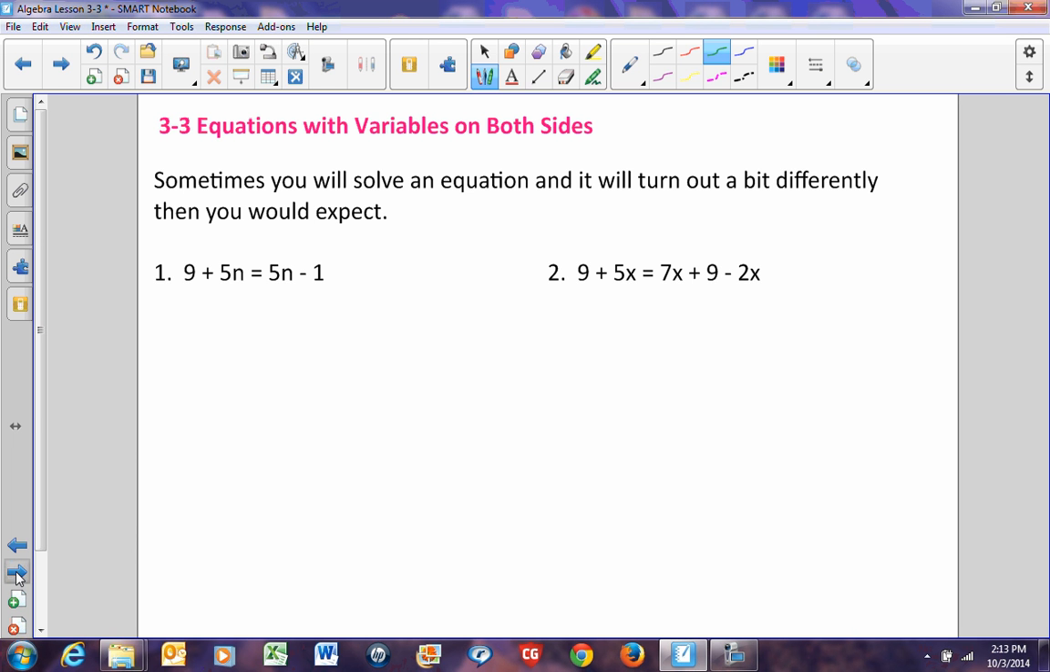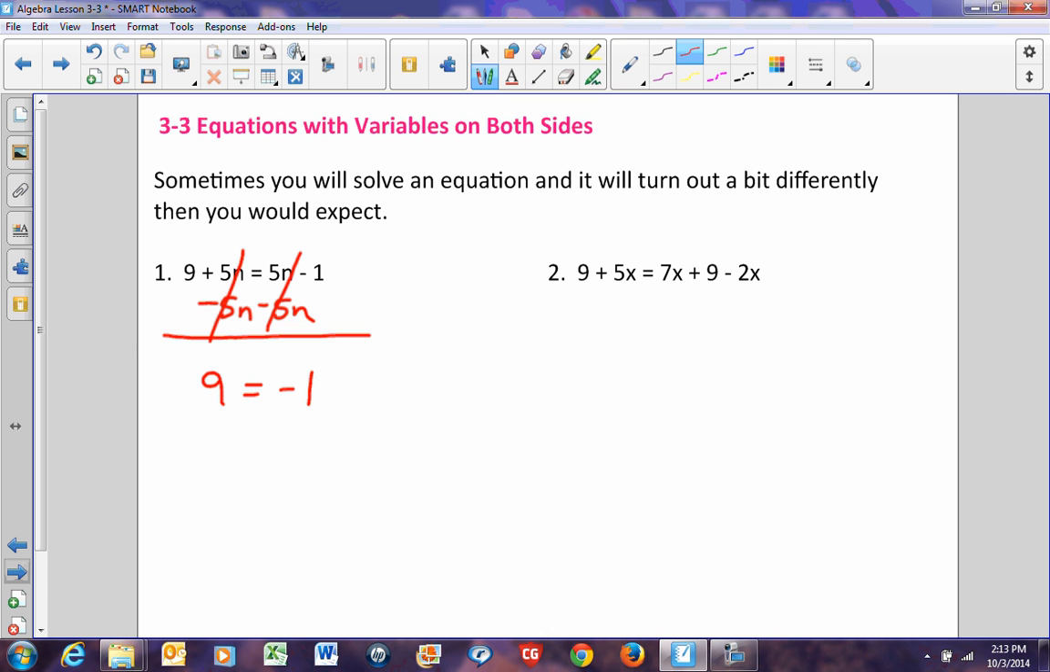If we look at question 1 here, it says 9 plus 5n equals 5n minus 1. If I wanted to get all my variables on one side of the equation, I'm going to subtract 5n from both sides of the equation. This will cancel, and look, oh wow, that canceled. So now I have 9 equals negative 1. In my entire time of teaching, 9 has never equaled negative 1.